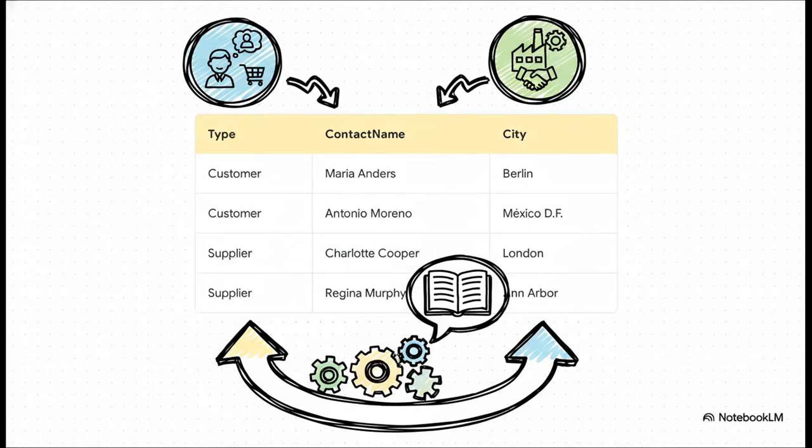And would you look at this result? This is awesome. We haven't just created a list of contacts, we've created a unified directory that tells us who each person is. We can see right away, Maria Anders is a customer, Charlotte Cooper is a supplier. This isn't just combined data anymore, it's combined data with context. It's a completely new story we couldn't see before.